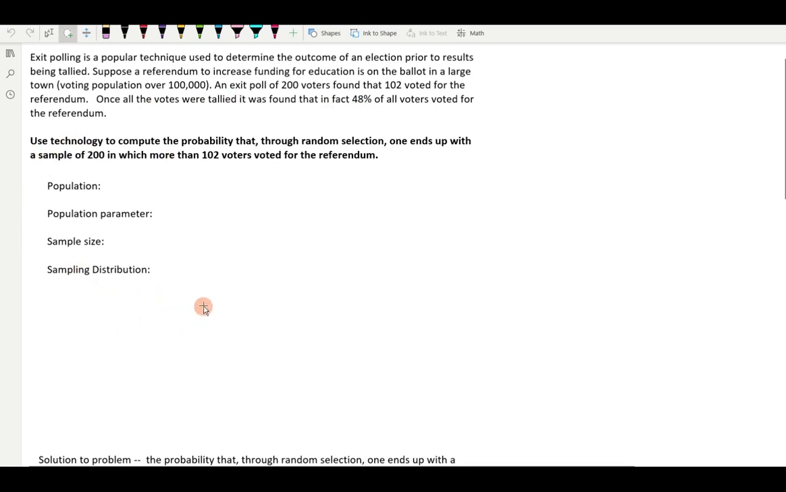Let's start by thinking about what information we have. In this situation, the population, remember, is the full group of individuals that we are interested in studying. In this case, it is all voters in the town. The population parameter is a characteristic of the population, something that has been measured from the population. In this case, it is the 48%. We know, in fact, that out of all people who voted in this election, 48% of them voted for the referendum. So the population parameter is 48%, and its symbol is P without a hat.